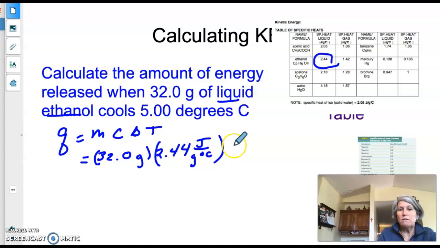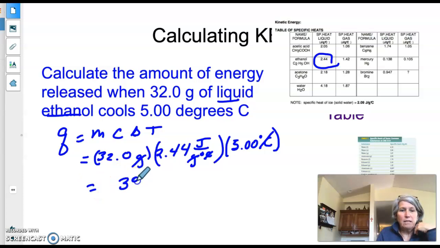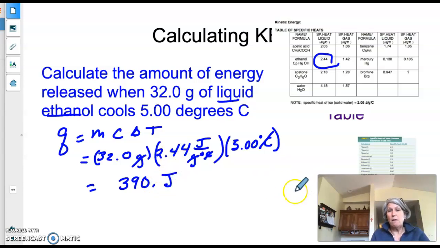And here, my delta T was already given for me. It's saying it's cooling. So that means it went from a higher temperature to a lower temperature, and that change in temperature was 5 degrees. Okay, so I'm going to put 5 degrees here. Notice that degrees C cancels. The grams are going to cancel. And when I solve for this, I get something like 390.4, but since I have 3 sig figs, 390 joules. So that's how much energy is released when 32 grams of liquid ethanol cools.